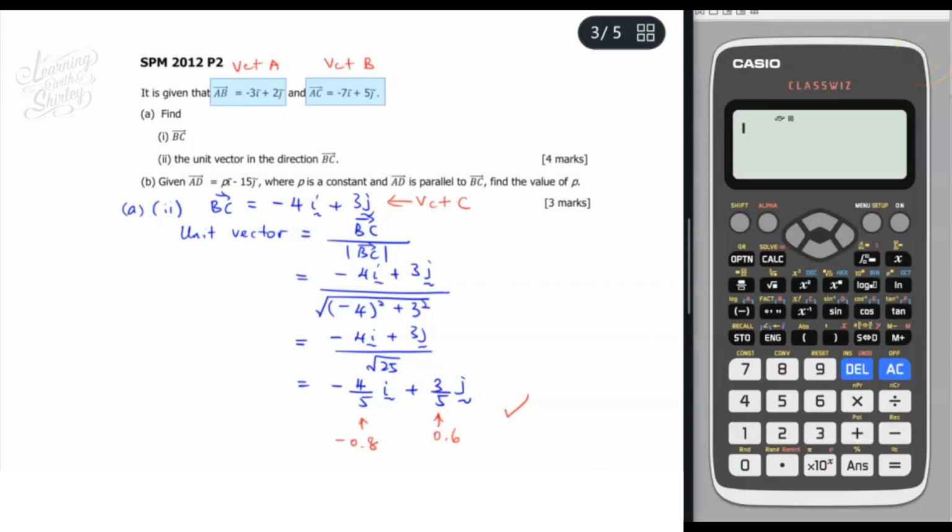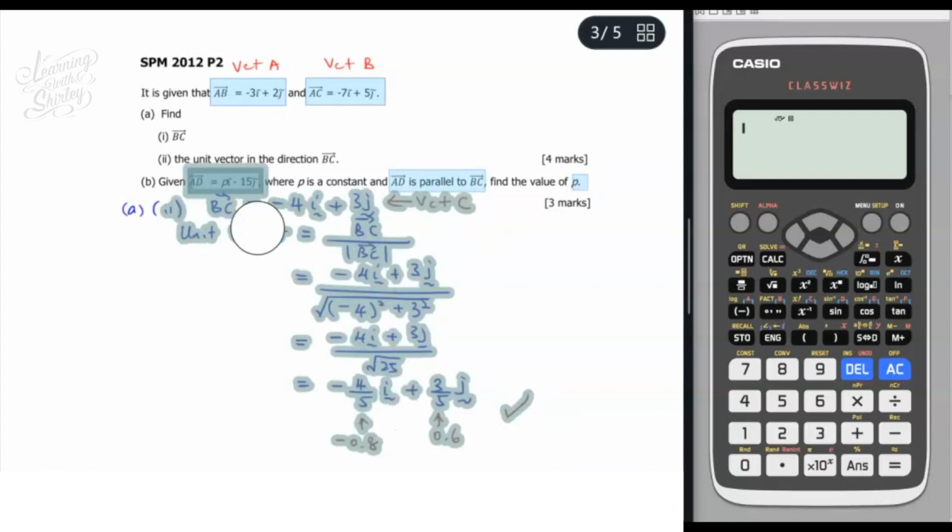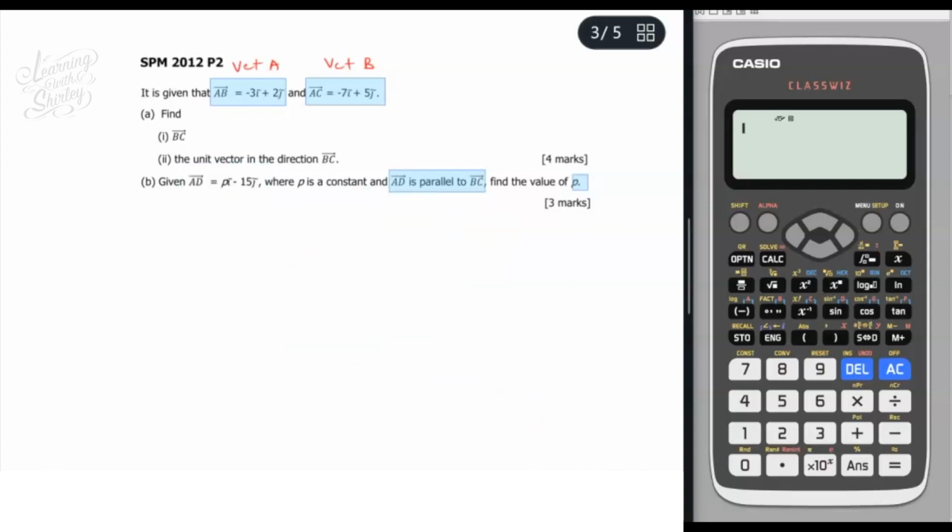Okay, let's look at question B. Given AD is equals to PI minus 15J, where P is a constant. Okay, let me highlight this first. Okay, where P is a constant and AD is parallel to BC, find the value of P. Okay, so let me erase this. Okay, they say AD is parallel to BC. So for question B, since AD is parallel to BC, okay, maybe different length, but they are parallel. Okay, so AD is equals to K times BC, where K is how many times longer or shorter than BC.